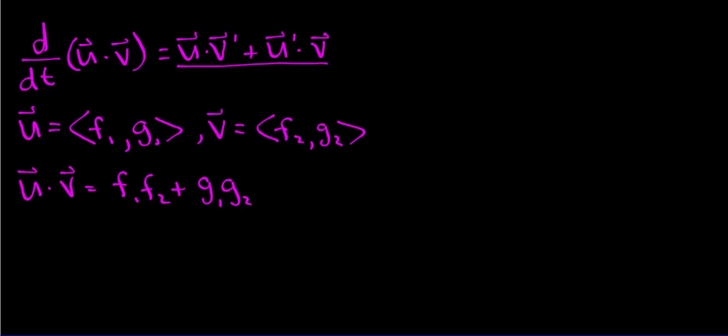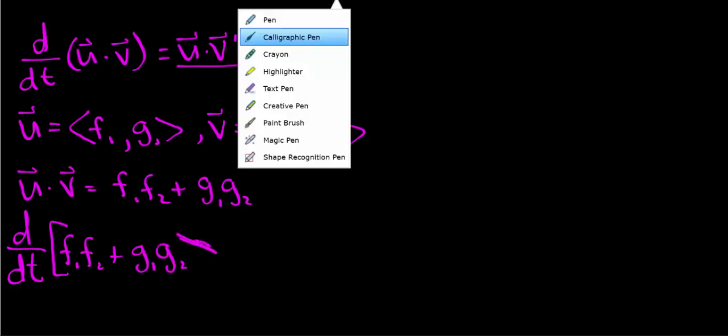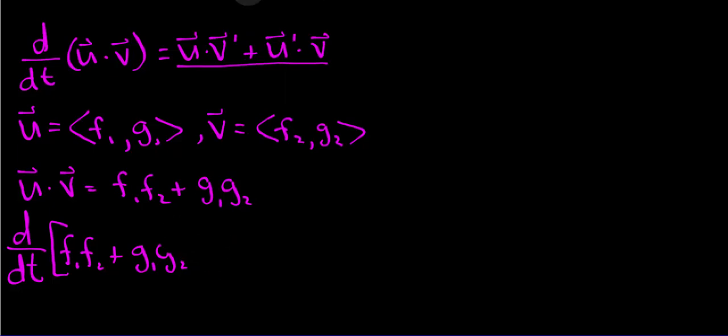Okay, so nothing wrong with what we've done so far. So now I do the derivative with respect to t of this expression. And now we're not even dealing with vectors. We're just dealing with some functions. We just want to find the derivative of that, and we know how to do this. This is just the product rule a couple of times. So we've got the first times the derivative of the second plus the derivative of the first times the second.